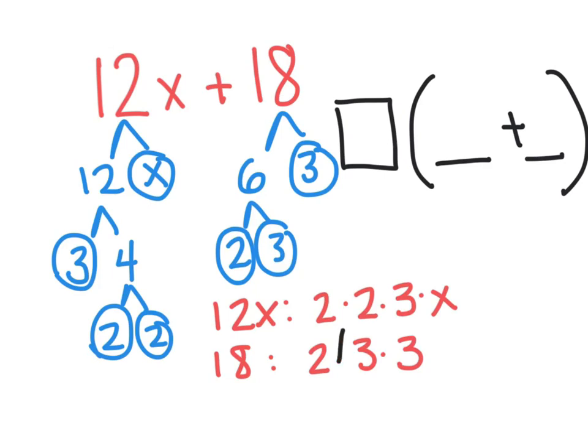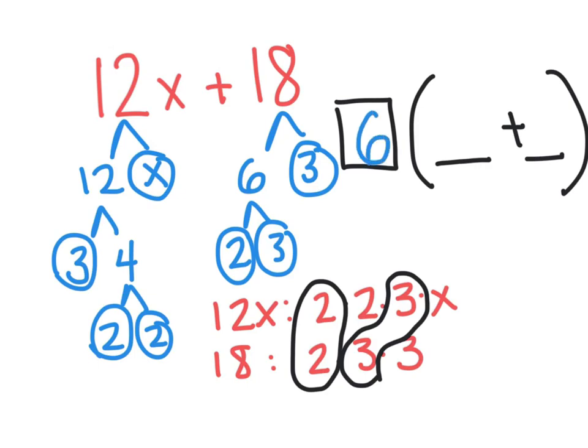Circle the ones that are in common. I have a 2 in common, and I have a 3 in common. So 2 times 3, my greatest common factor is 6. So as I said before, I can now say that I'm left with 2x, and I'm left with 3 from that 18. So 6 multiplied by the quantity of 2x plus 3 will be the factored form for the expression 12x plus 18.